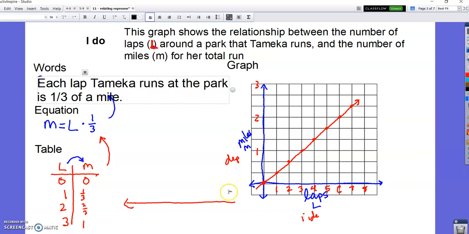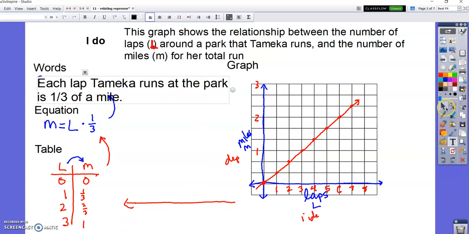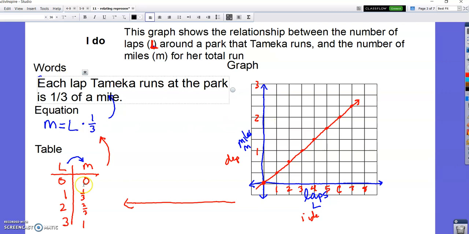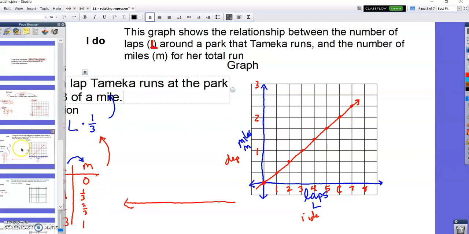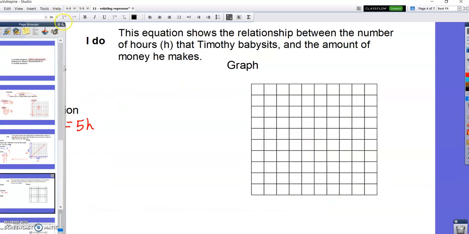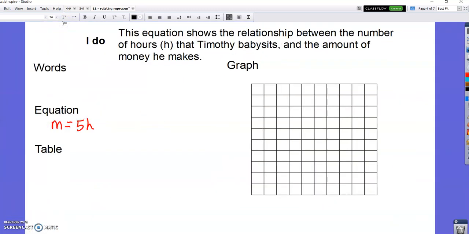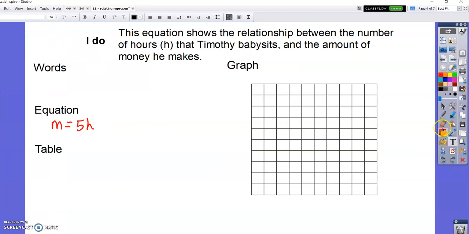And now I've got all 4 representations starting from my graph. It would have been really hard for me to go from my graph straight to here, or from my graph straight to here, but it was not so hard to go from my graph to the table and back. Let's do another I do, and then we'll try a we do together. Possibly 2, but I don't know if I'll make it.